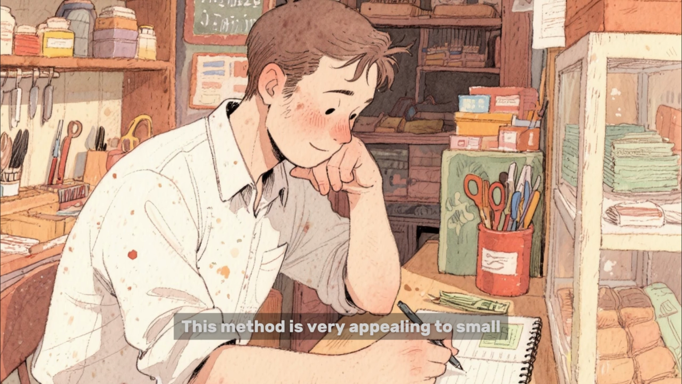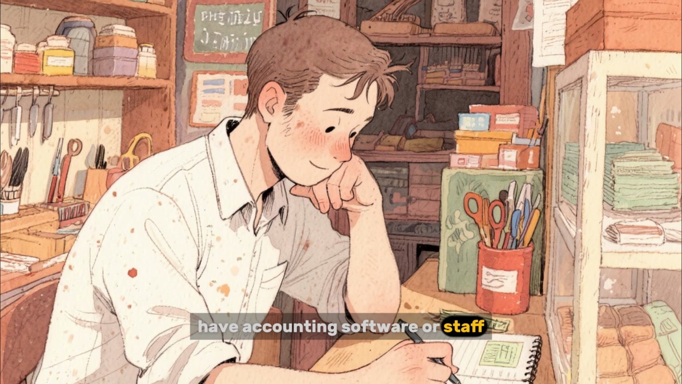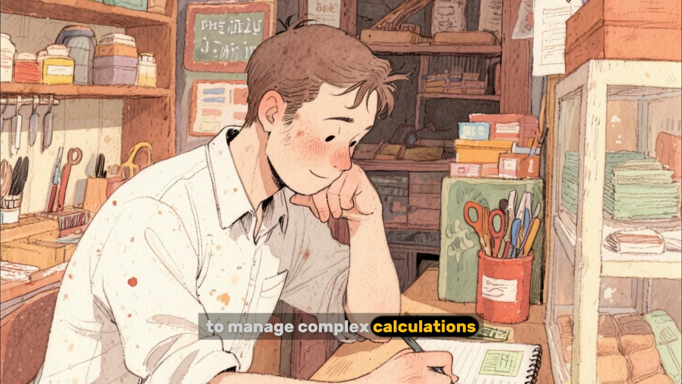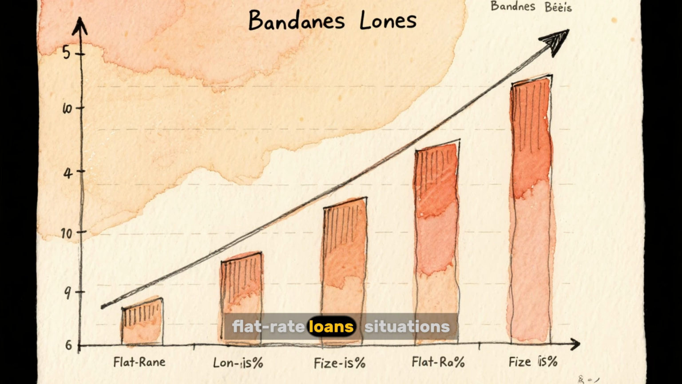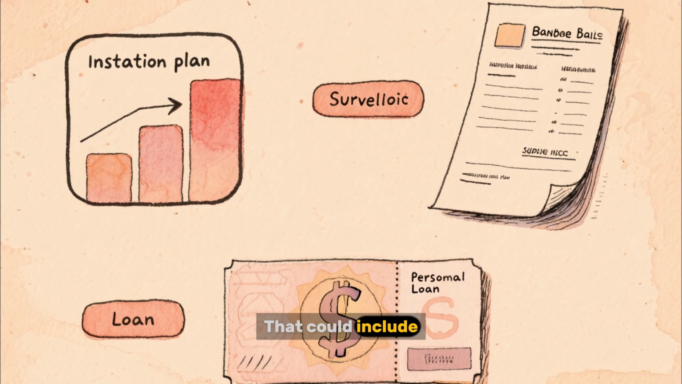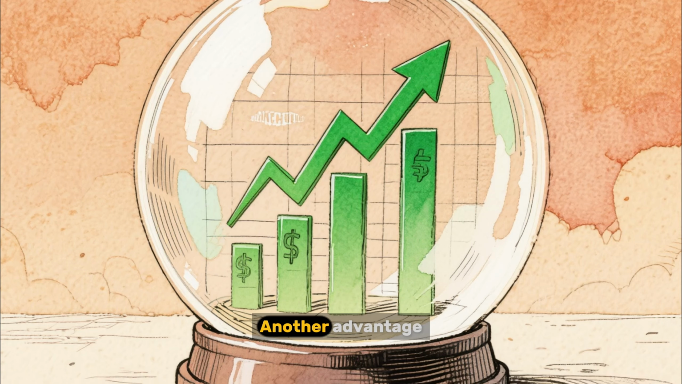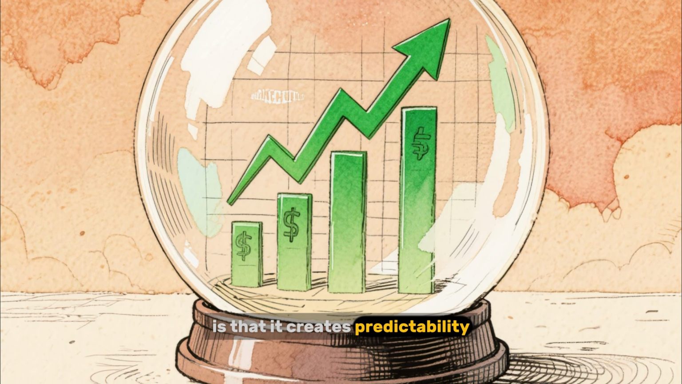This method is very appealing to small businesses and sole proprietors who don't have accounting software or staff to manage complex calculations. It also works perfectly for flat rate loans, situations where the interest doesn't depend on a reducing balance. That could include installment plans, short-term supplier financing, or even a 1-year personal loan. Another advantage is that it creates predictability.